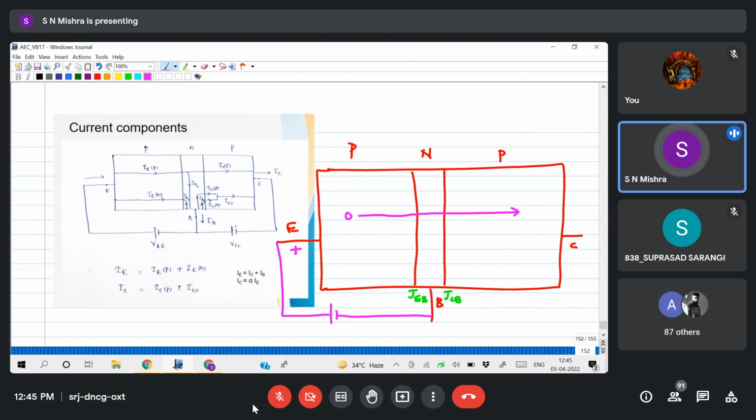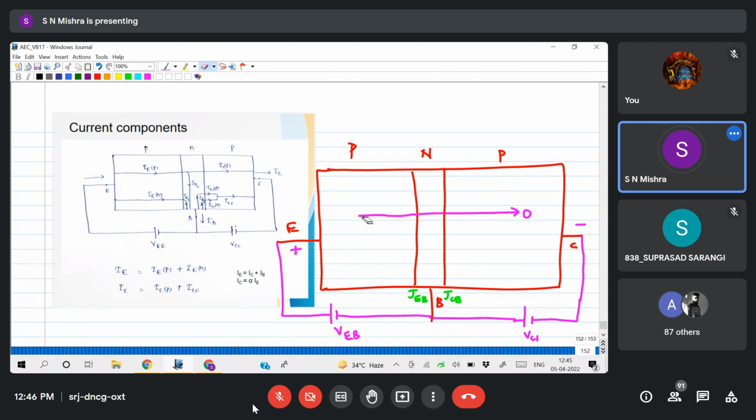Similarly, I want to receive these holes here. The positive potential I have connected to the emitter side will push the holes. But across the collector, I'll connect a negative potential so that it will attract them. Okay, the negative potential will attract. I'll name these: let us take this as V EB, and this as V CB.